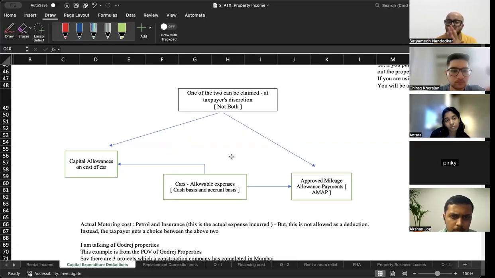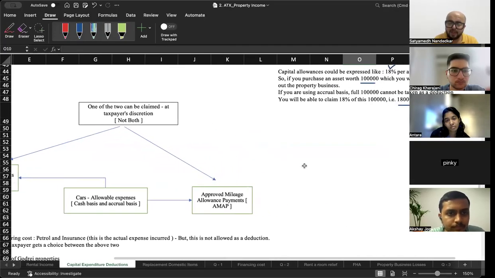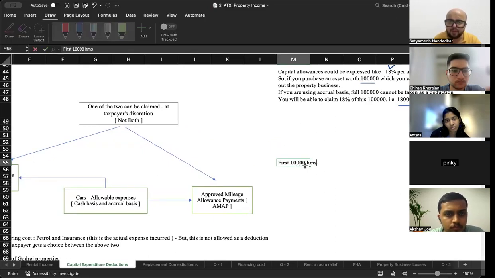Just quoting an example. So that much amount will be allowed as a deduction. Now, what are the AMAP rates? They are given in the exam. And for the first 10,000 kilometers, or is it miles? What is it? Kilometers. It's not miles.